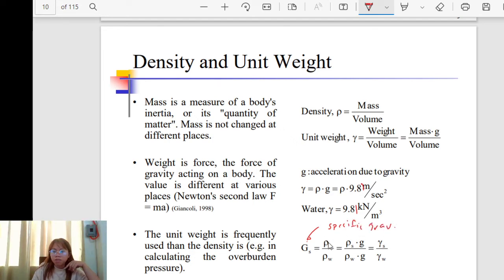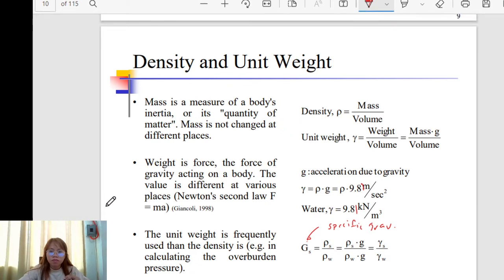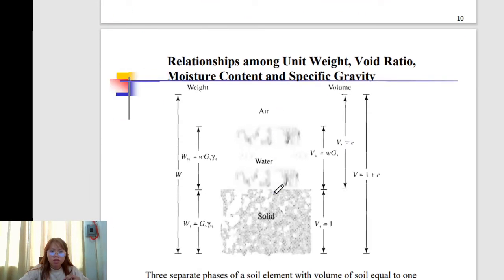This is equal to the density of soil divided by density of water. So in terms of unit weight, that is unit weight of soil divided by unit weight of the water. These are the relations among the unit weight, void ratio, moisture content, and specific gravity. So these are the phases of the three soil element.